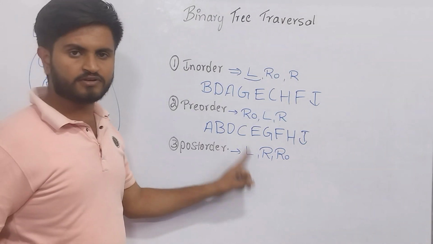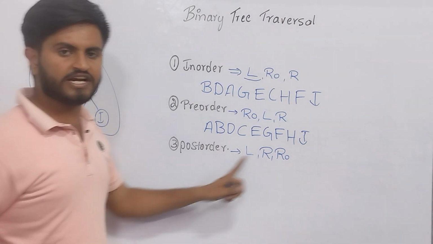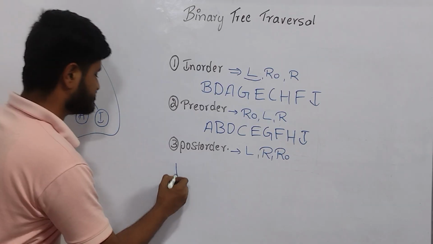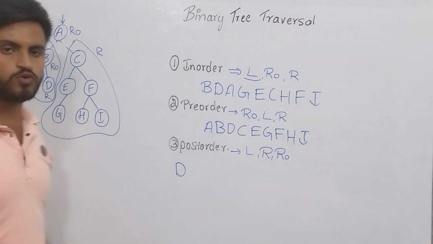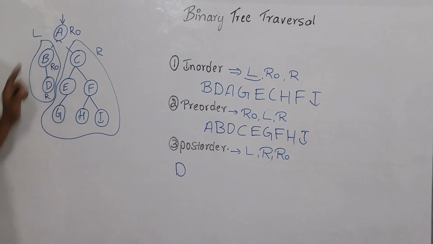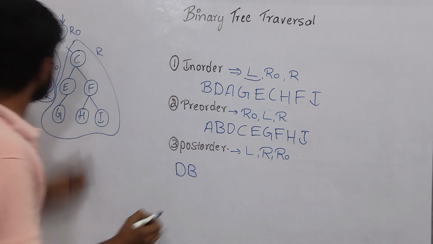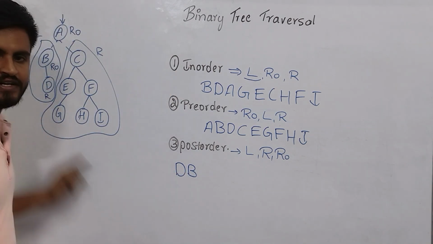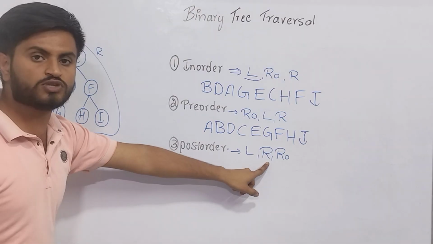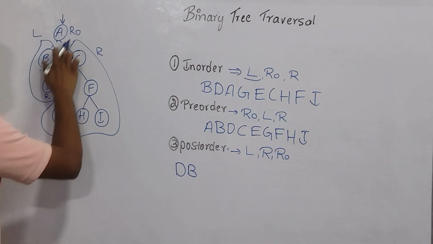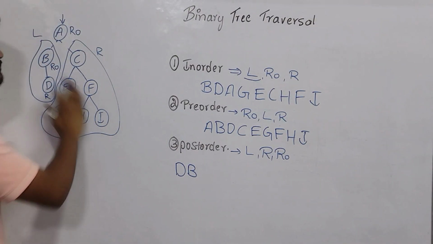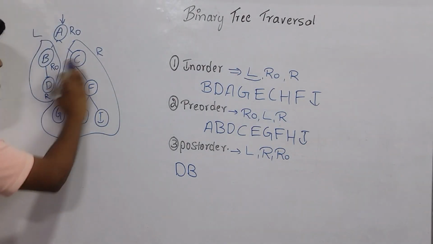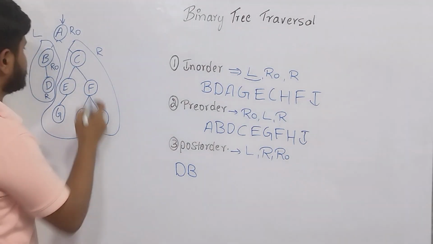First I must write left, there is no left, so I must write right. So the right node is D. Next I must write the root value. So the root of D is B. So if you see, left value of the complete tree is over. Now I must move to the right nodes. Since I detached the right subtree from this tree, this will be acting as a complete separate tree.